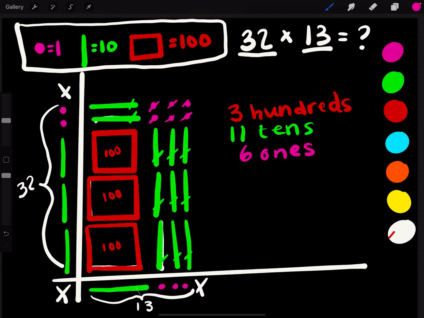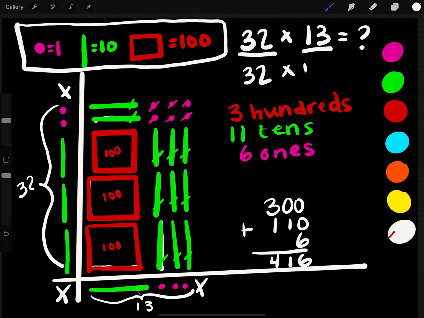Okay, so now we have to figure out what that means. We have 3 hundreds. 11 tens equals 110, and 6 ones. We add that all together. 0 plus 0 plus 6 is 6. 0 plus 1 is 1. 3 plus 1 is 4. The product of 32 times 13 equals 416.